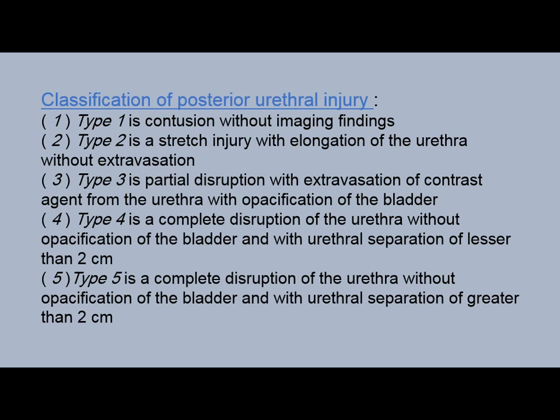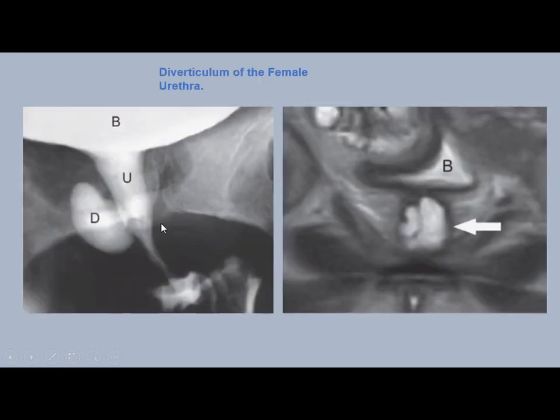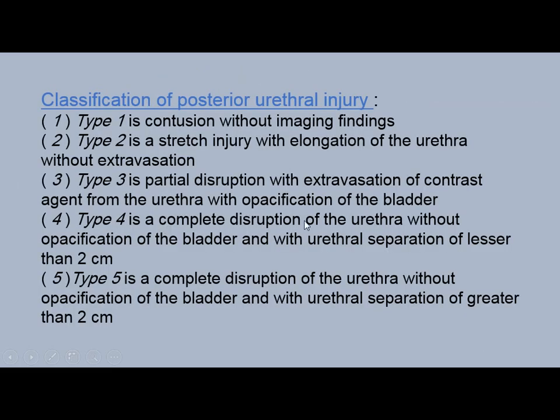The classification of posterior urethral injury has 5 types. Type 1, there is contusion without imaging finding. Type 2, there is stretch injury with elongation of the urethra without extravasation. Type 3 is a partial disruption with extravasation of the contrast agent from the urethra with opacification of the bladder. While type 4 is a complete disruption of the urethra without opacification of the bladder and with urethral separation from the bladder of less than 2 cm. Well, type 5, there is more than 2 cm.